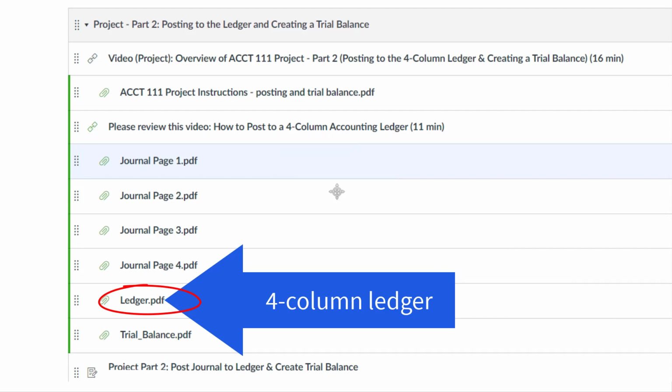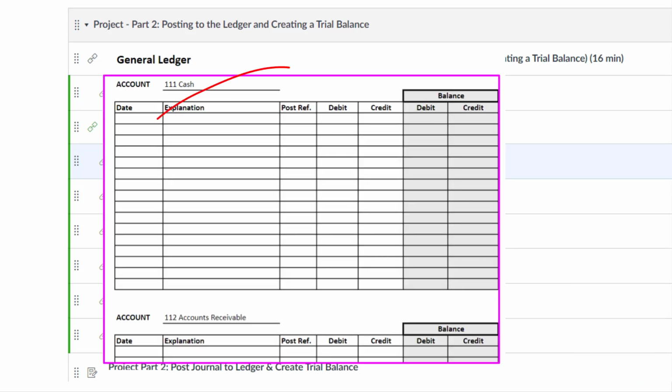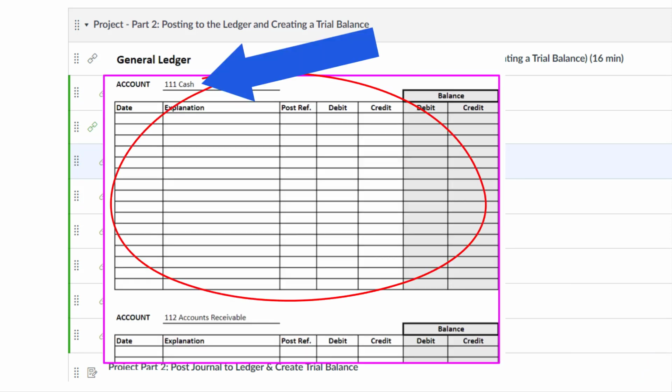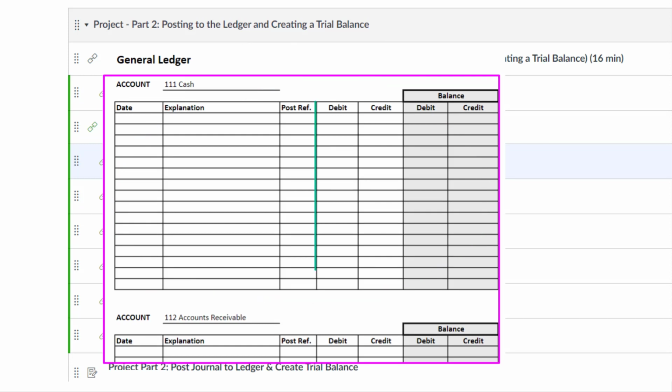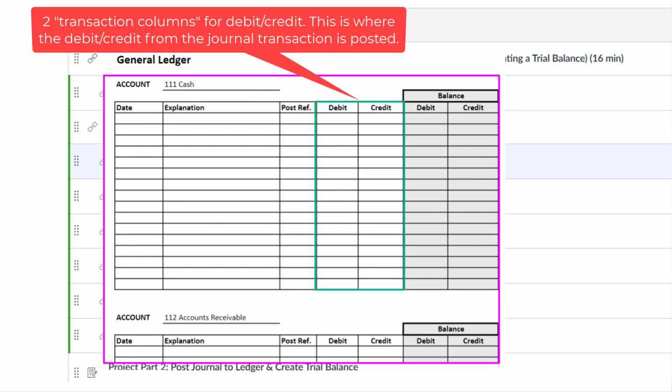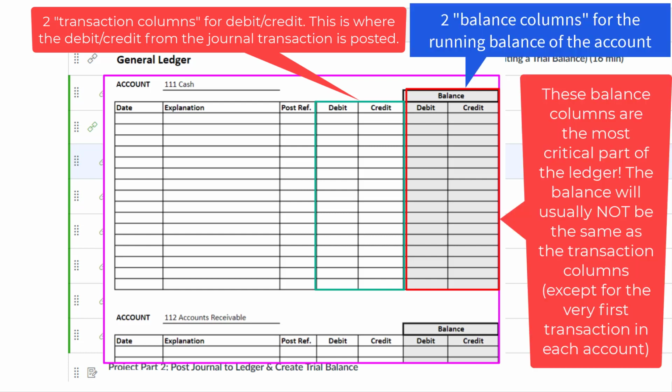If I open up this ledger, this is what it looks like. Here we're looking at the cash portion of the ledger. Notice there's 2 columns for the debit and credit, and then there's 2 columns for the balance debit and credit. So that's why they call it the 4-column ledger, because there's 2 columns for the debit and credit, which is the transaction amount, and then you have a debit and credit representing the running balance.